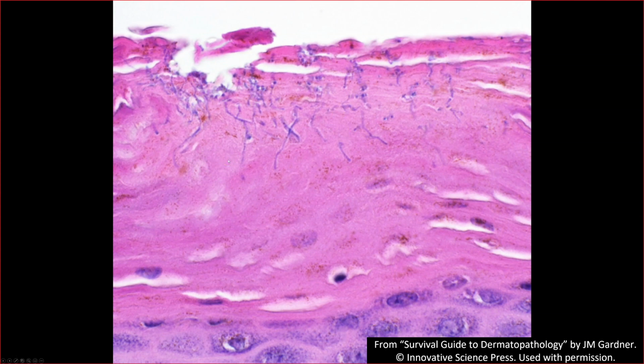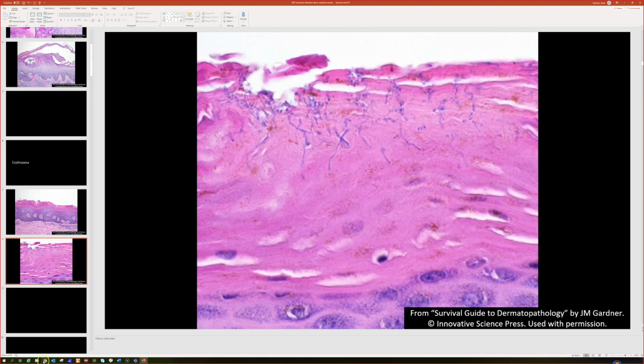Although I find that sometimes doing a PAS stain, just the stain itself, even though they don't stain with it, makes them stand out better because the background turns more pink and pale, and sometimes they stand out better from that. So I found that helpful sometimes too. But that's a really nice example of erythrasma. And again, the compact ortho is the clue. All right.